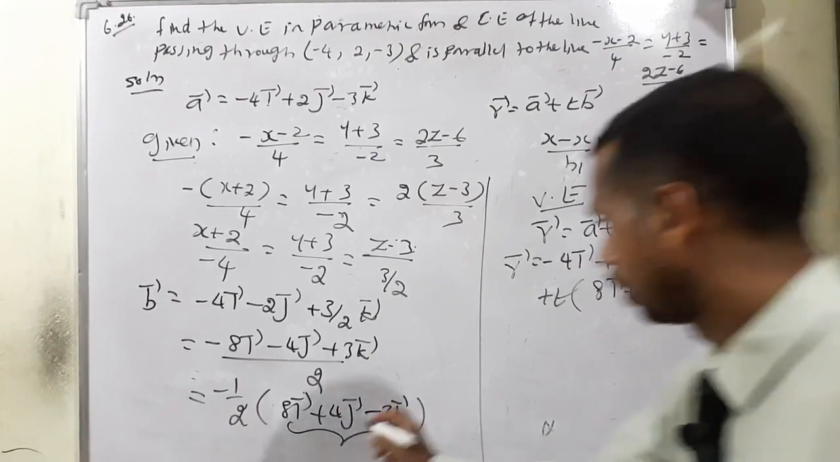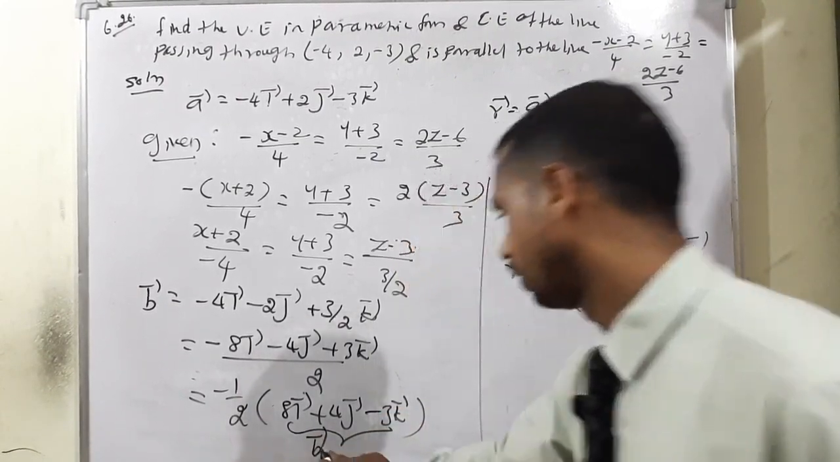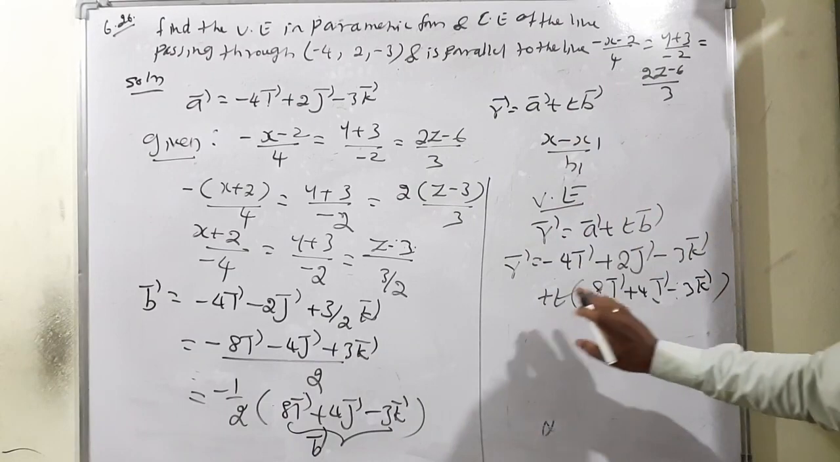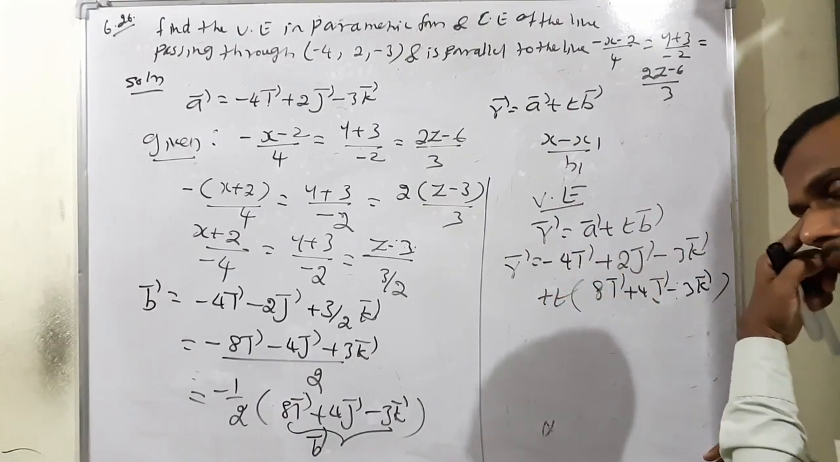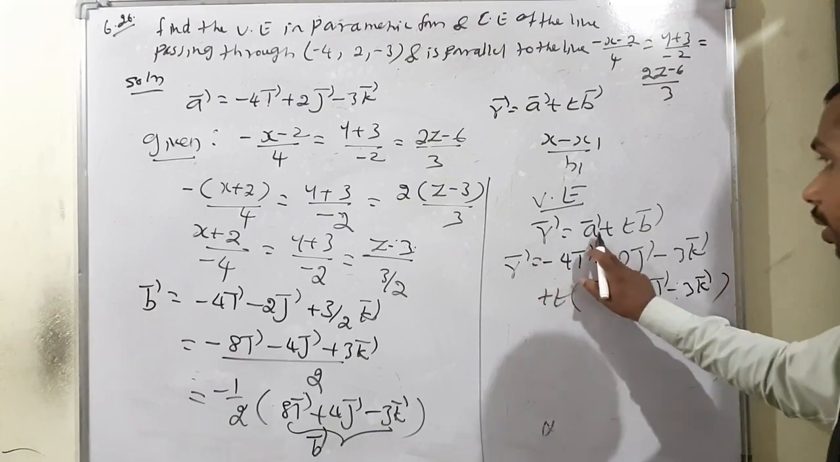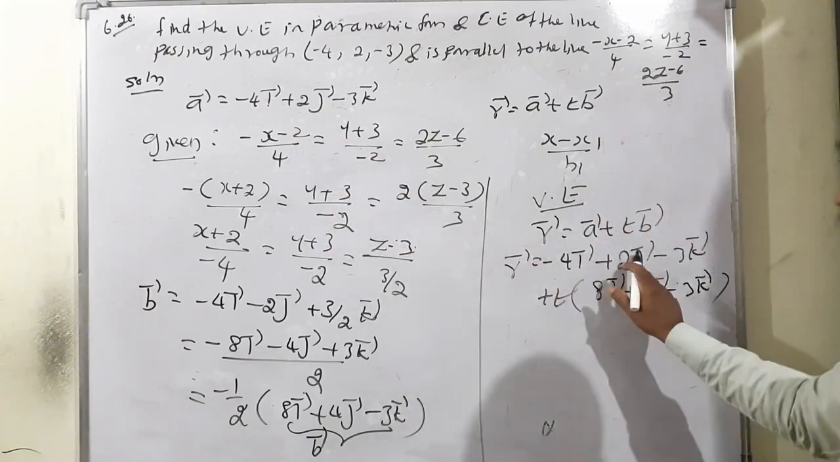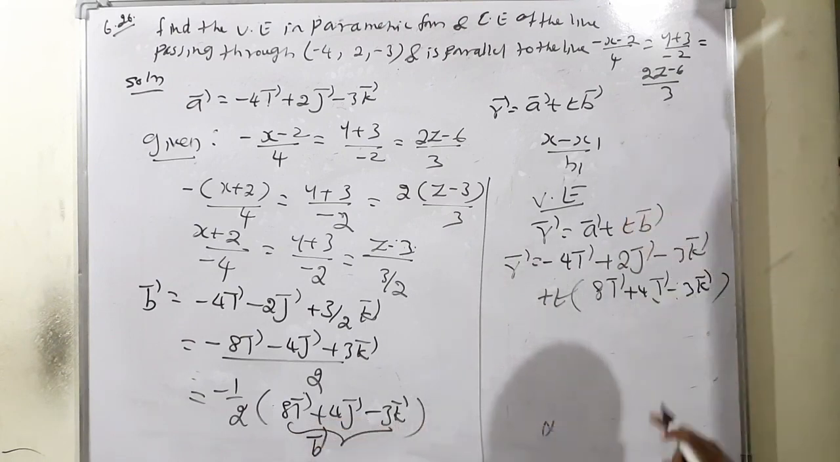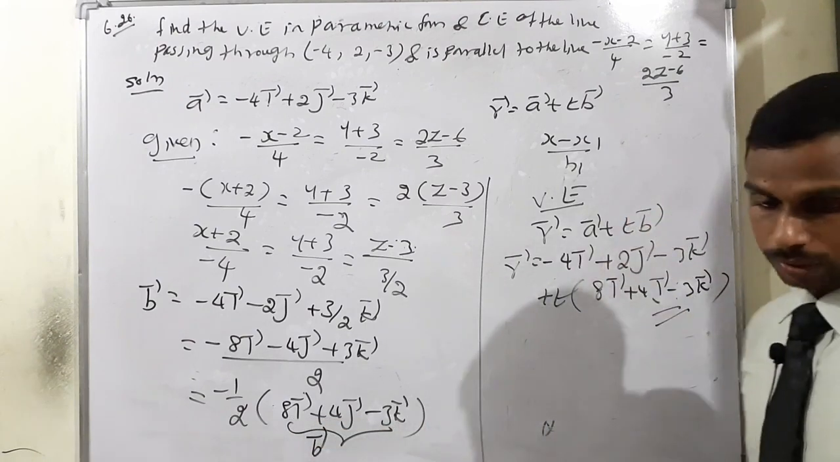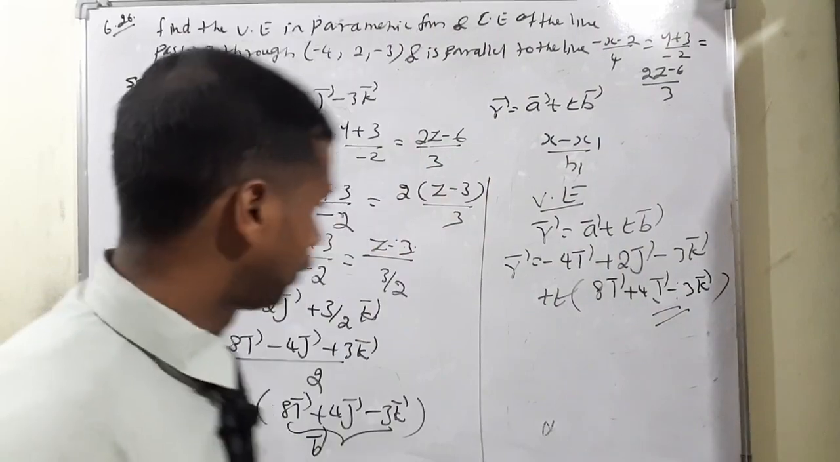So this is already, we know what the name is here. Don't forget, this is only the B vector. Now I hope you understand. So r vector is equal to the formula a vector plus t b vector. Therefore r vector is equal to a vector, which is given directly, I have written. Then the b vector, just now we found 8i + 4j - 3k. This is the vector equation. Okay, I am moving to the Cartesian equation.